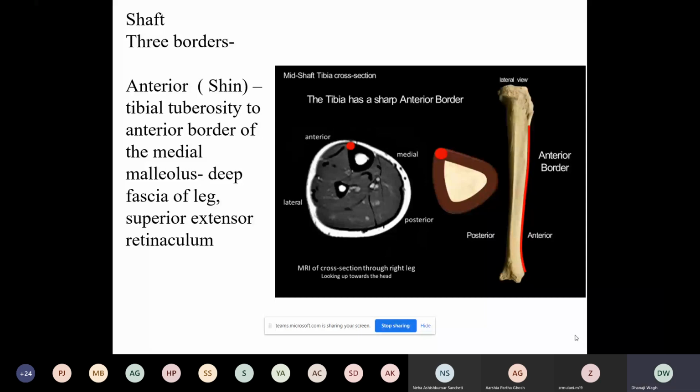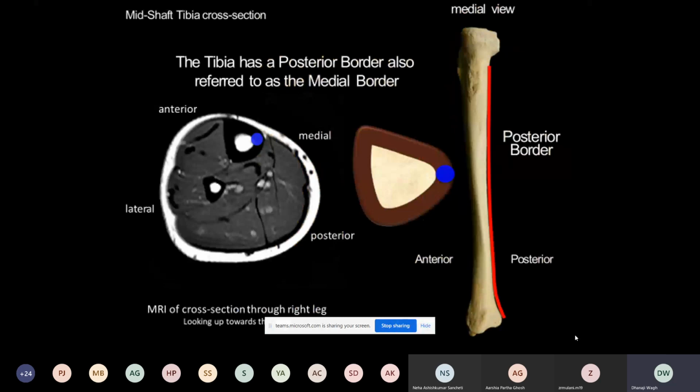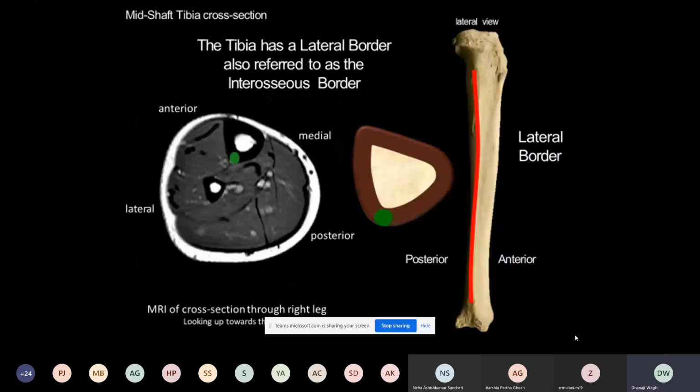The medial border, which ends at the posterior margin of the medial malleolus, gives attachment to the deep fascia of the leg, the superficial part of the tibial collateral ligament, the popliteus muscle, part of the soleus muscle below the soleal line, the deep transverse fascia of the leg, and the medial end of the flexor retinaculum at the medial malleolus. So the posterior border is referred to as the medial border. The shaft has three surfaces: medial, lateral and posterior. The medial surface faces anteromedially, between the anterior and medial borders.